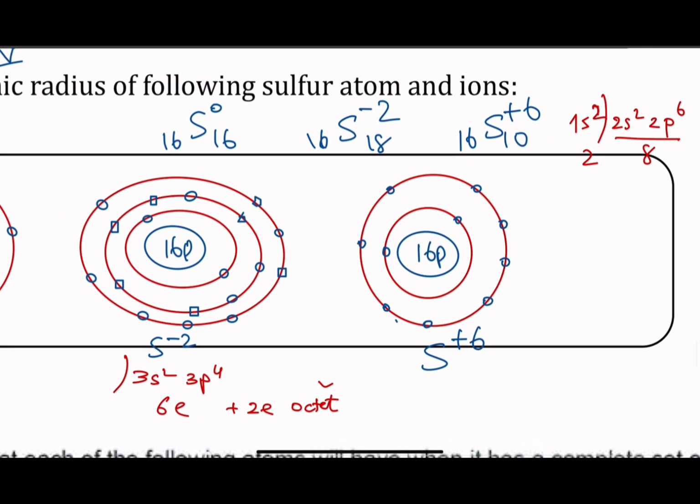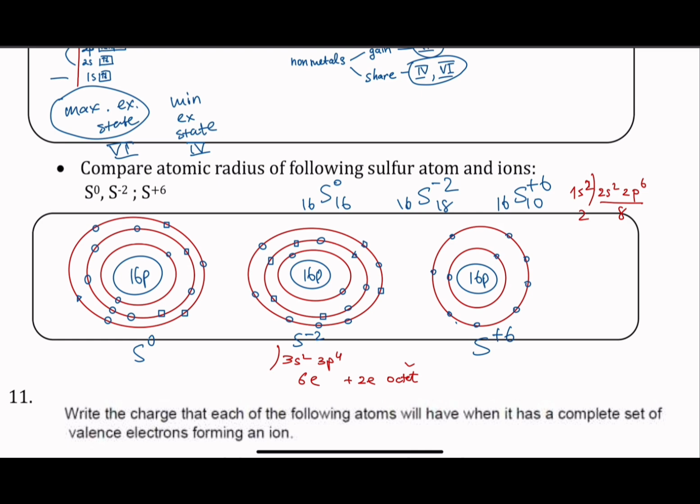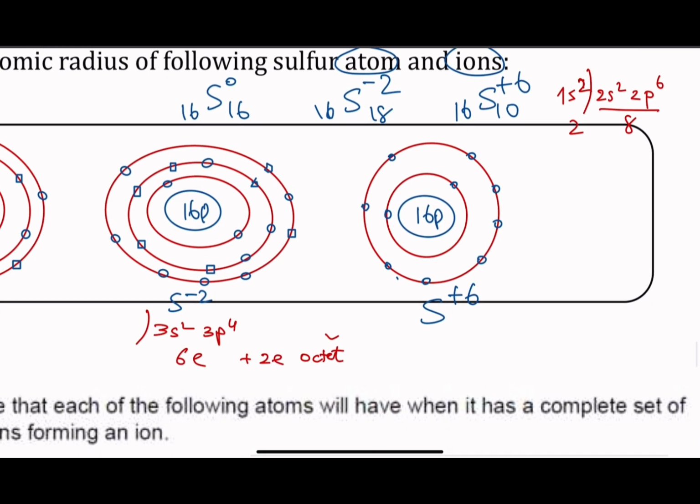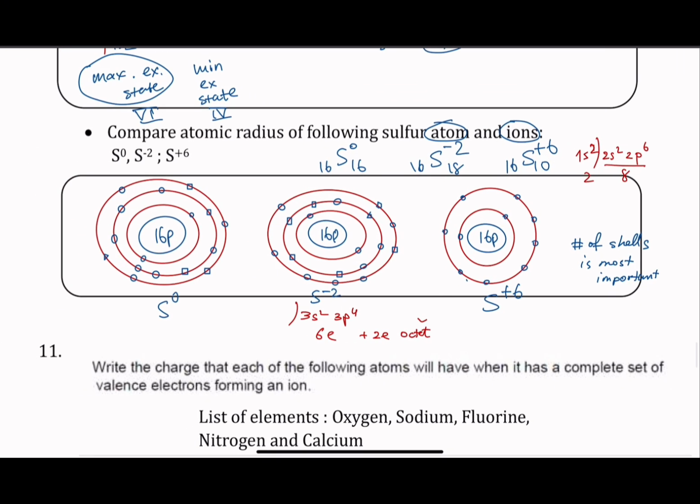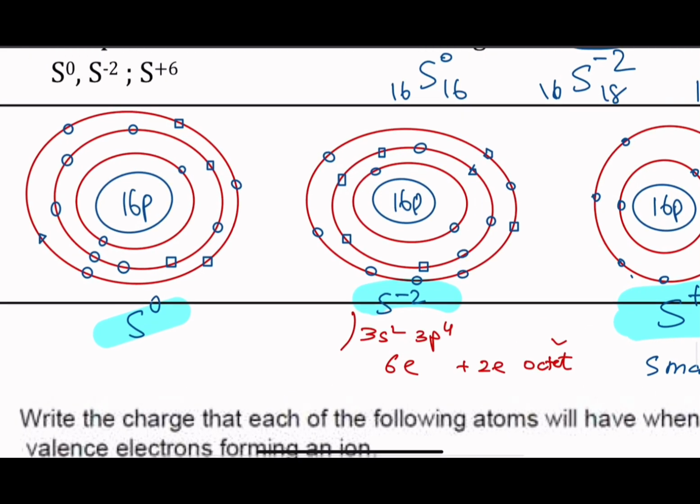So you guys remember what I told you about the radiuses. It applies for both atoms and ions. Now look at it. Number of shells is the most important. Now in here, when you look at it, we can see clearly that S plus 6 ion has the smallest radius. So this one is smallest, because number of shells is the most important factor. Now in here, in both of these two, we have 3 shells. Now we need to look at it in detail.